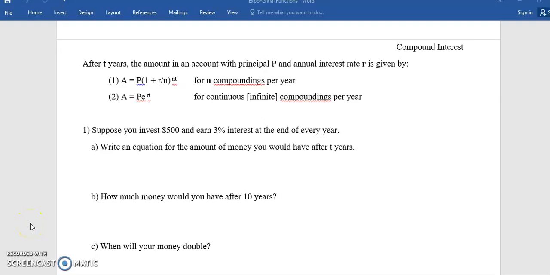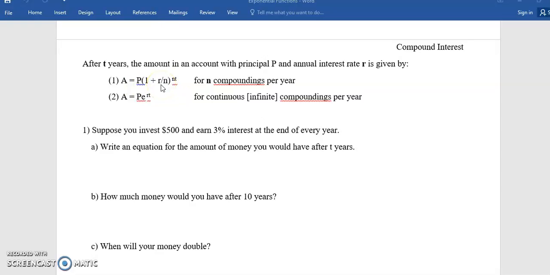One of the common applications for exponential functions is when you're dealing with compound interest. So we have two basic equations. One of them involves n compoundings per year, and the other is if you compound continuously. So the amount A equals the principal times 1 plus r over n to the nt.